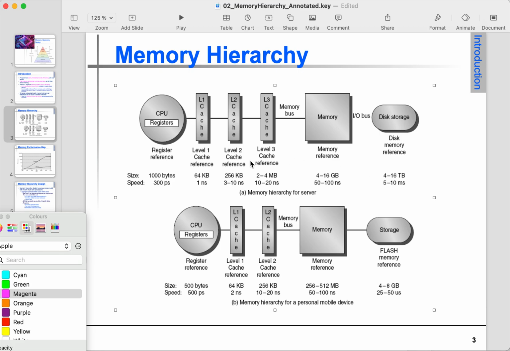So these numbers are given for a server machine. For a mobile device or for a personal computer, the sizes of the memories will be smaller.